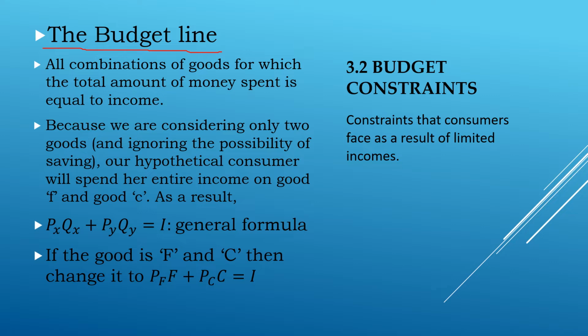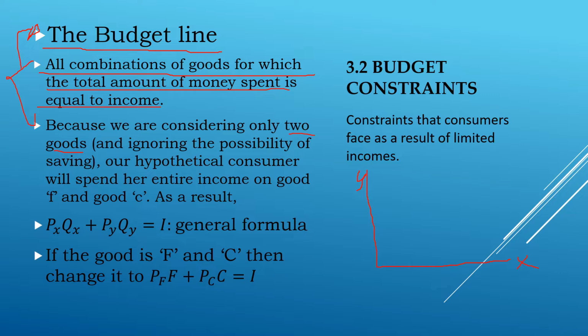So here, all combinations of goods for which the total amount of money spent is equal to income are illustrated through what we call the budget line. Now take note that since our graphical illustration explains only two kinds of goods, X and Y, which represent any kind of good that you're going to buy, we only have to consider two kinds of goods.